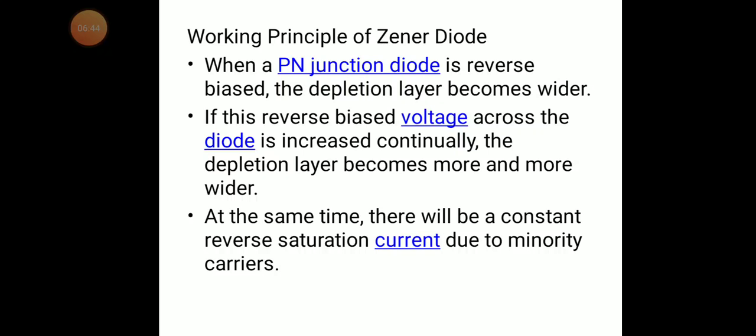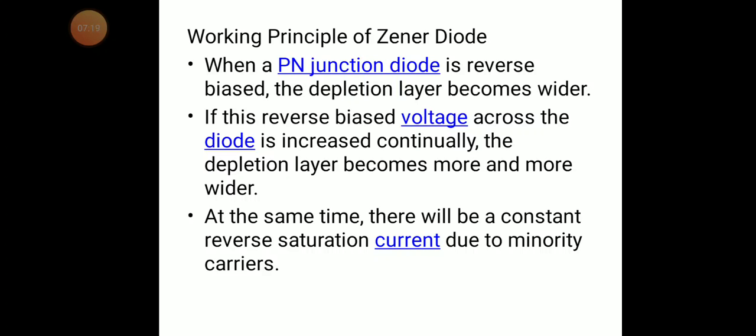When a PN junction diode is reverse biased, the depletion layer becomes wider. What is the meaning of depletion layer? Depletion region means the region in between the p-type material and n-type material where the junction is formed. At the junction, some of the free charge carriers are depleted because of recombination of holes with the electrons.